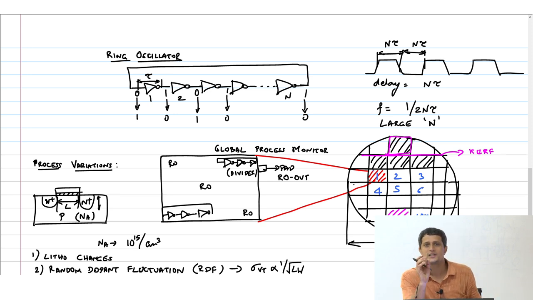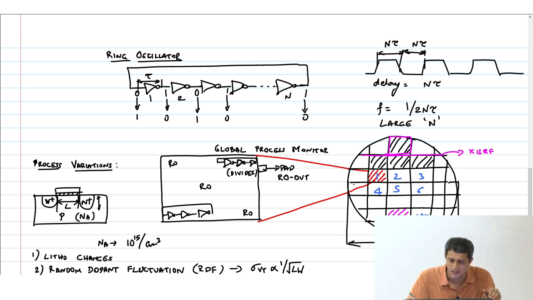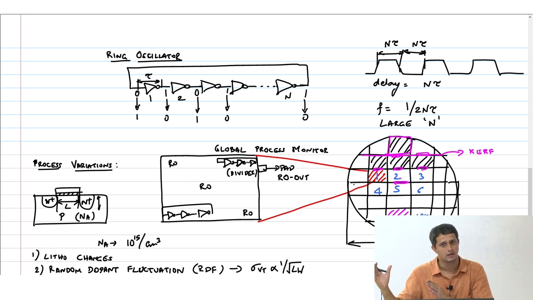This kerf is where I will cut. So what the fab will do is, in this kerf region, they will put their ring oscillators here. Multiple ring oscillators in all kerf regions. So the fab manufactures a wafer, gets all the dice, then they make measurements on all these kerf structures. If the process has shifted significantly, it's a problem.